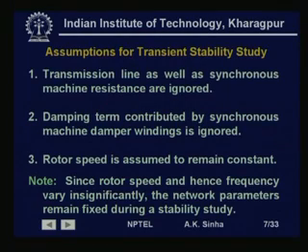So, the first assumption that we make is that transmission line as well as synchronous machine resistances are ignored. This is very much valid in one sense, that the resistance of the transmission line is much smaller compared to the reactance of the line. Same is the case with the synchronous machine windings, that is, the resistance is much smaller compared to the transient reactance of the machine. So, they are generally ignored.